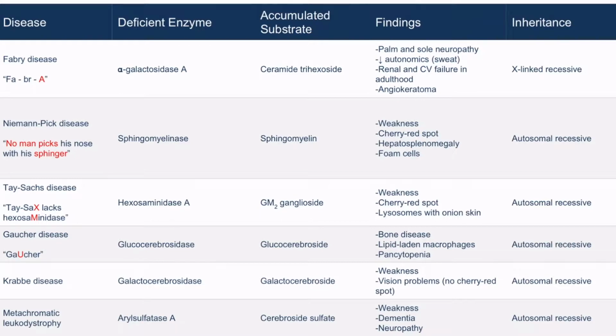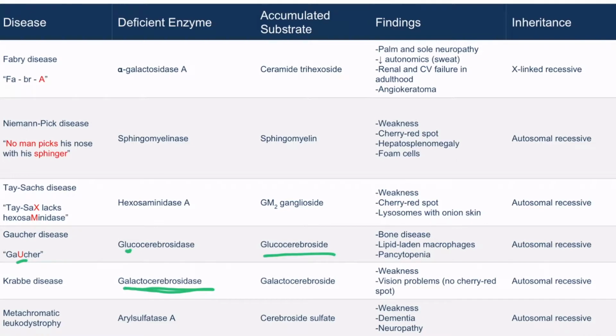I use the U in Gaucher disease to help me remember that the deficient enzyme is glucocerebrosidase. You can see the U in glucocerebrosidase right here. Contrast that with galactocerebrosidase in Krabbe disease. The accumulated substrate is glucocerebroside, which also has a U in the word.